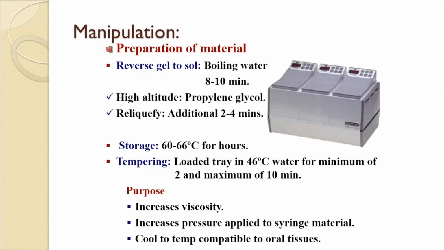The first step in the impression making is to liquefy the hydrocolloid gel in the tube in boiling water at 100 degrees Celsius for a minimum of 10 minutes. Then we have to place this tube in the storage bath at 65 degrees Celsius to retain the sol condition until it is required for use.